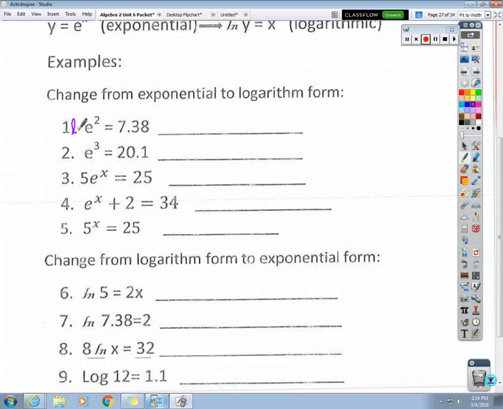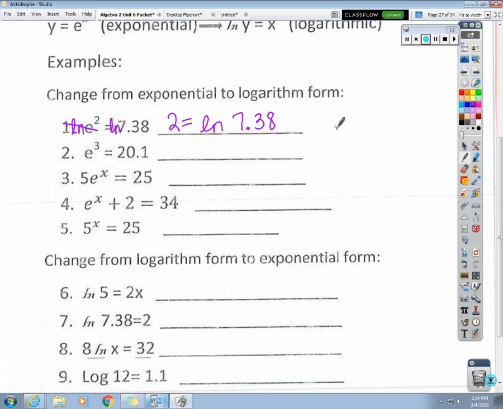Okay, so for that reason, like on this first problem, to get rid of this E, we take the natural log. But since you took the natural log of this side, you have to do it to this side as well. Over here, these cancel each other out, leaving just the 2. And on the right side, you're left with the natural log of 7.38.